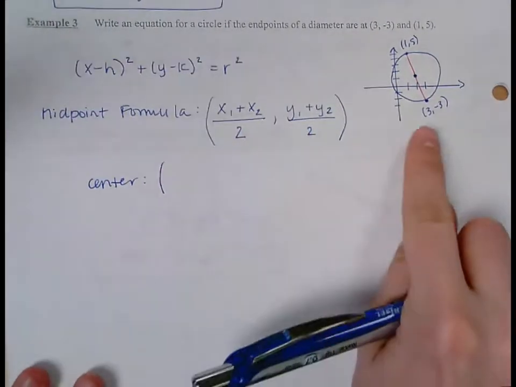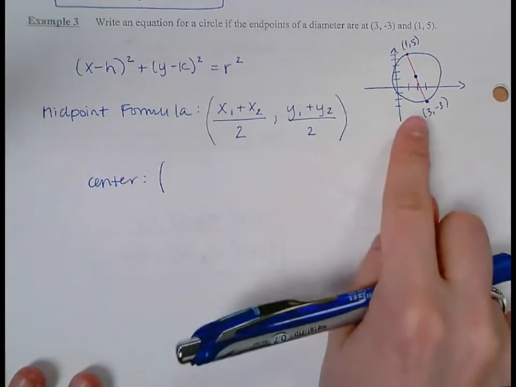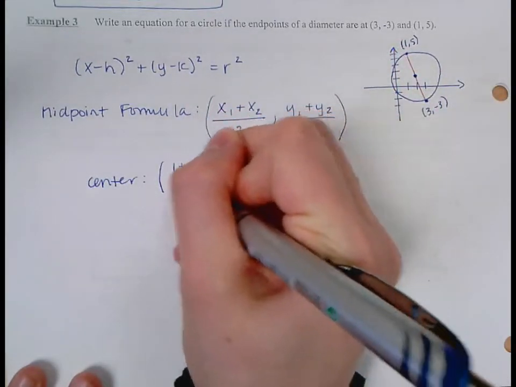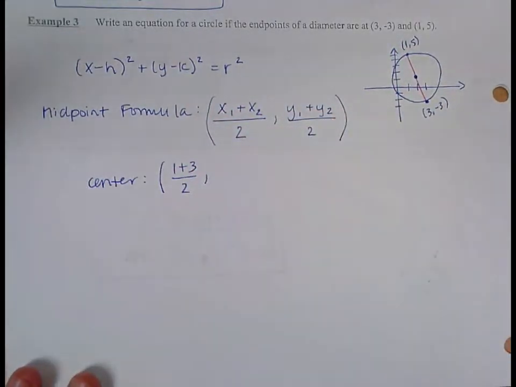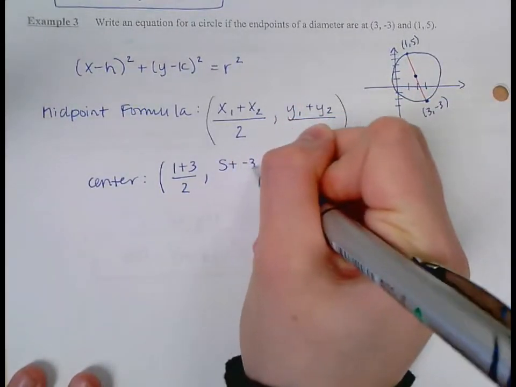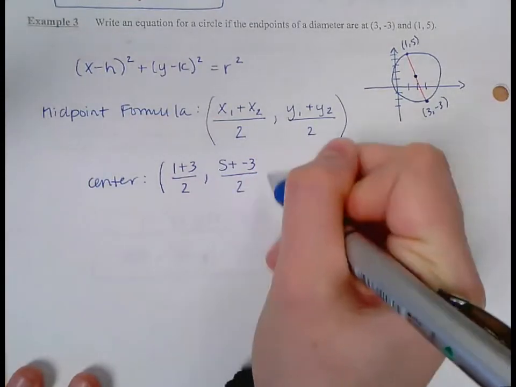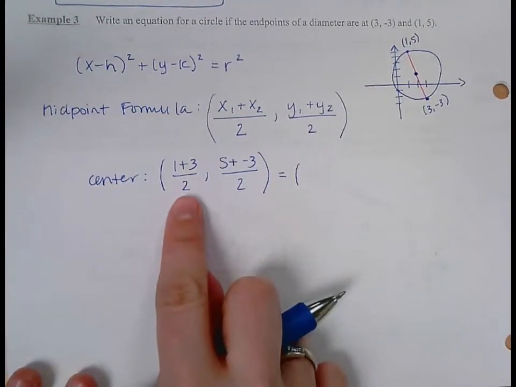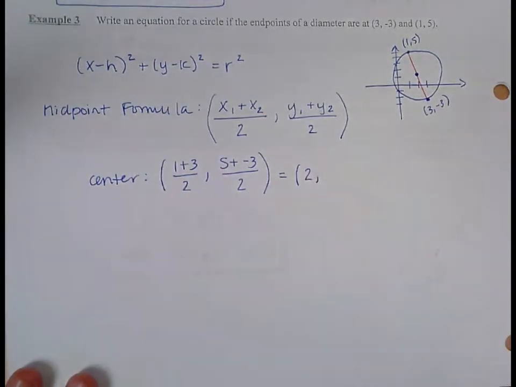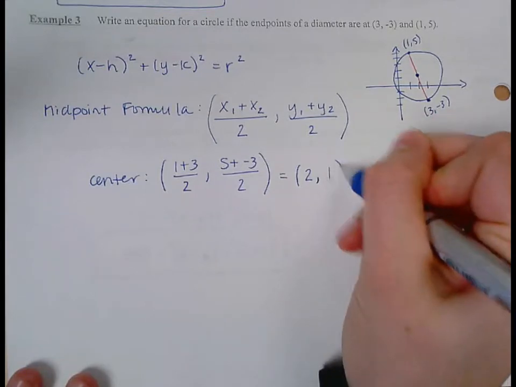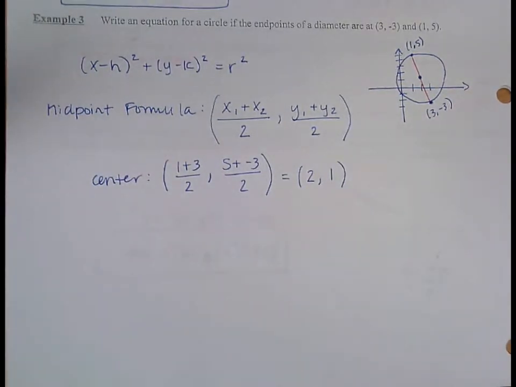So the center will be, using this formula, the average of the x coordinates 1 and 3 is 1 plus 3 divided by 2. The average of the y coordinates is 5 plus -3, or 5 minus 3 divided by 2. So we would have 4 divided by 2, so our x-coordinate of our center is 2. And then we have 2 divided by 2, which is 1. So our center is 2, 1. That's our HK.